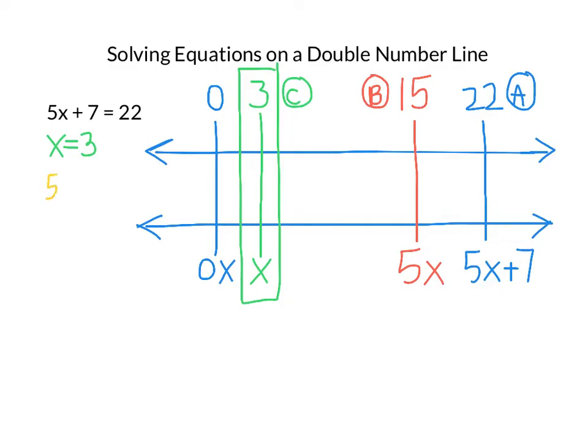Now we can check that by plugging it into the equation. Does 5 times 3 plus 7 equal 22? Well, 5 times 3 is 15, and 15 plus 7 does equal 22. You don't have to do this part, but I just want to show you that you can check it.